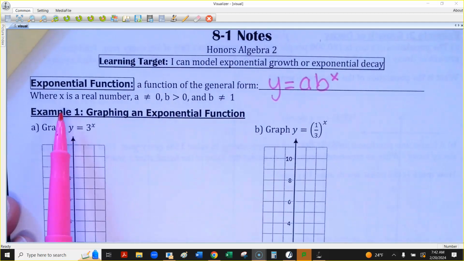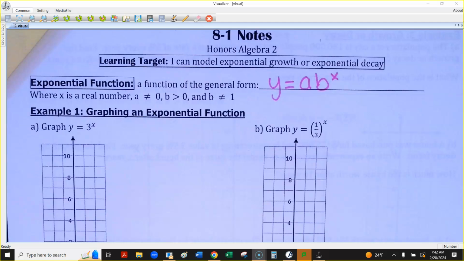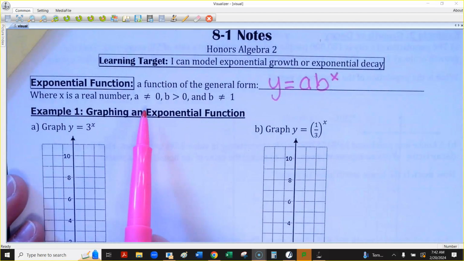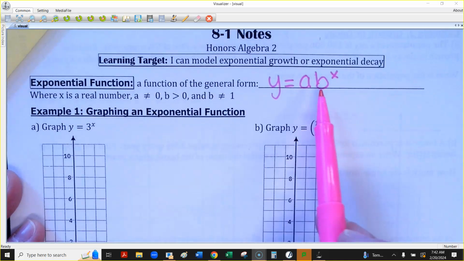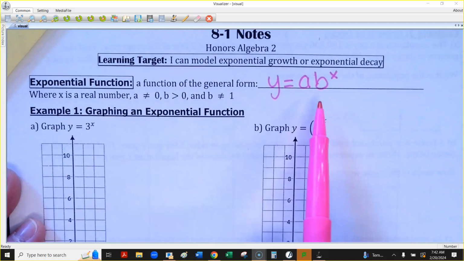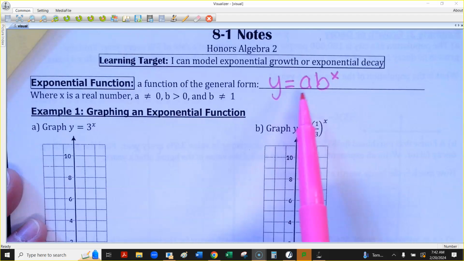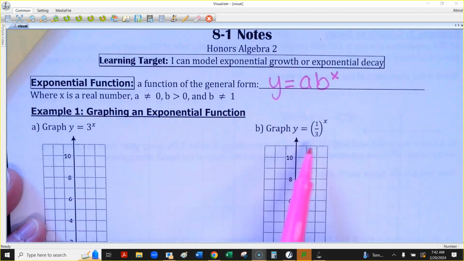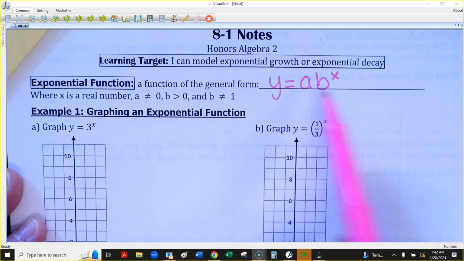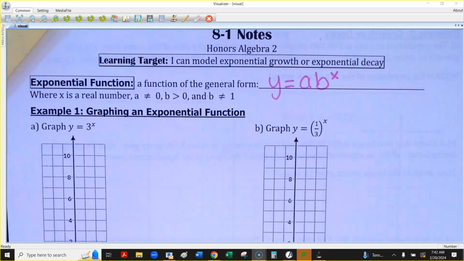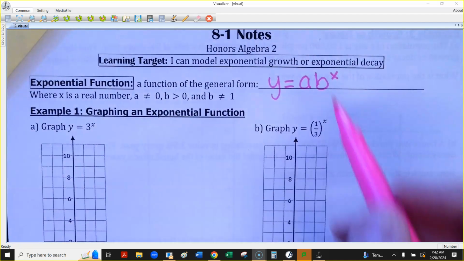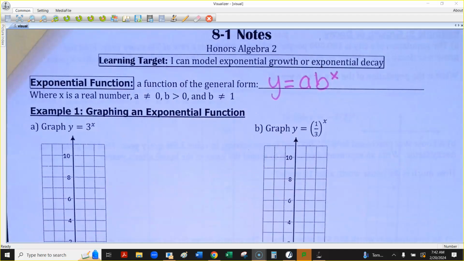It says x has to be a real number. You can't put imaginary numbers as exponents on any of these. And it says a can't be equal to 0. Usually you'll see two numbers. I'm going to get to these graphs in a second. The a value in both of these is just 1, but it might be two separate numbers that you see together. And a can't be 0, because if a were 0, that would wipe the whole thing out, and you would just have y equals 0.